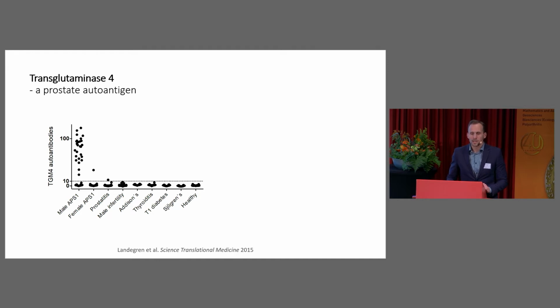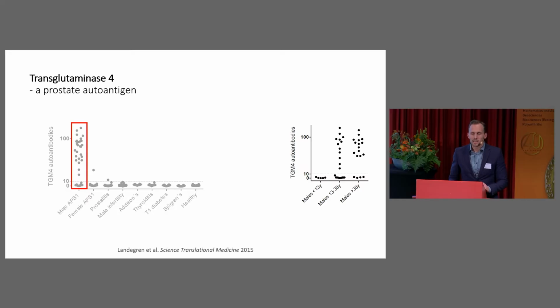But we could take this one step further, given that the prostate, it is formed during embryonic development, but it's first during puberty in the presence of testosterone that it fully matures to an active secretory organ. And that is when the expression of these prostate-specific molecules, PSA and Tgm4 begins. So looking at these males with APS1, we could see that it was only the males of the adult age, post-pubertal age, that were positive. But there were not that many young males.